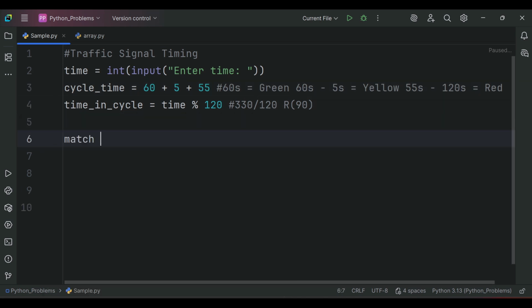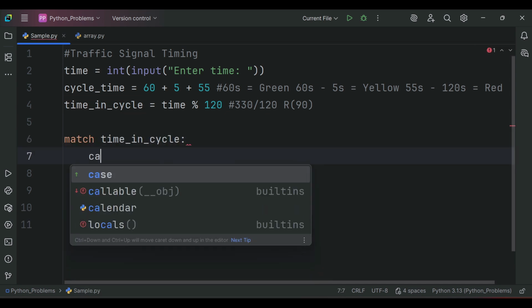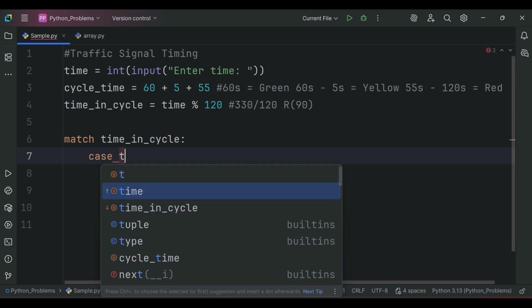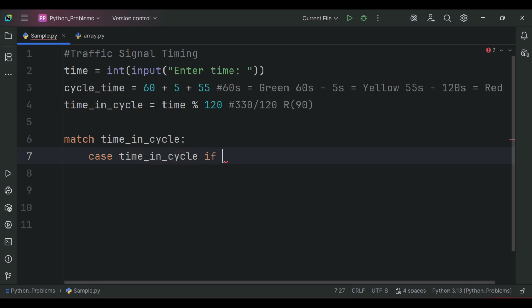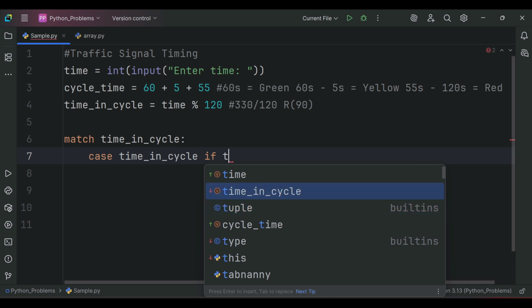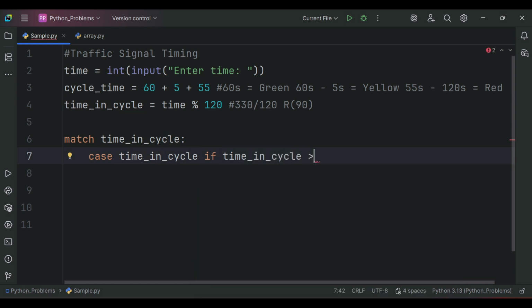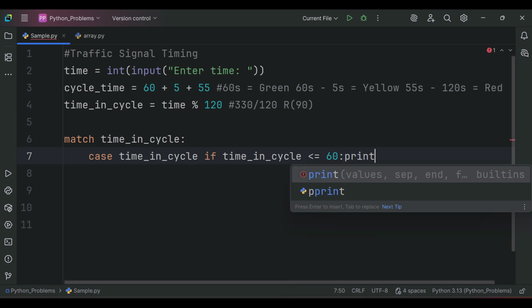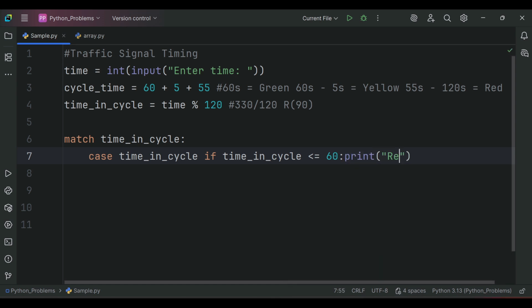Suppose here I am giving match is equal to time in cycle. Case is also time in cycle. If the time in cycle is less than or equal to 60, at that time print green.